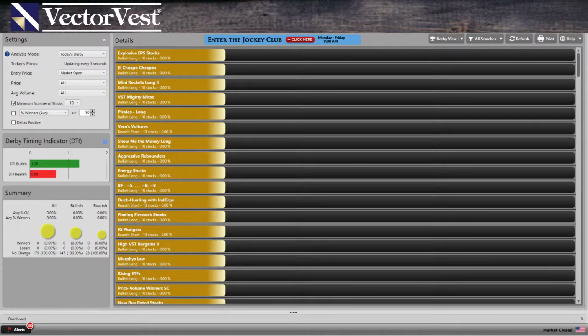Hi, Mr. Abelman. So at the top of this tool right here, we normally have tabs to quickly move through the software. All of the searches are here, and then the settings, the Derby timing indicator, and the summary gives us all of the information that we'll need throughout the day. And I'm going to start with the settings tool.